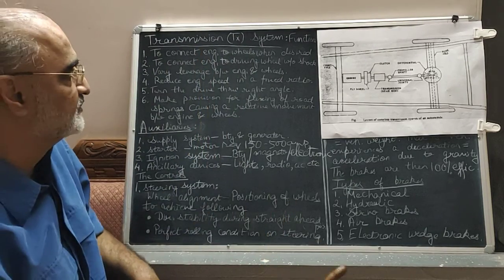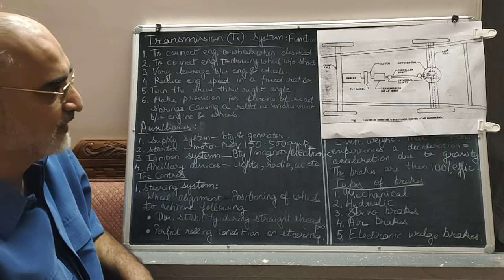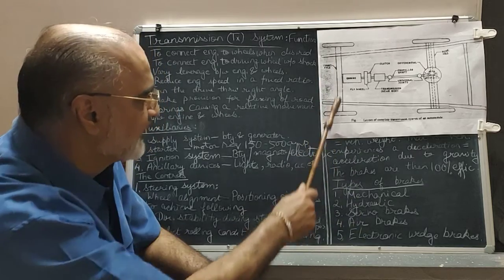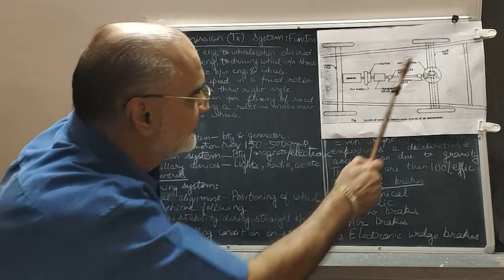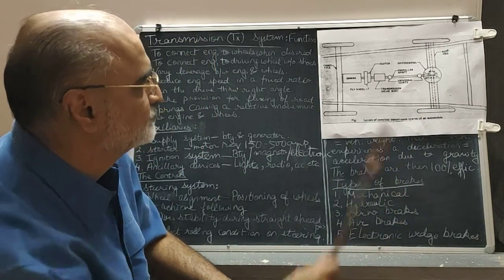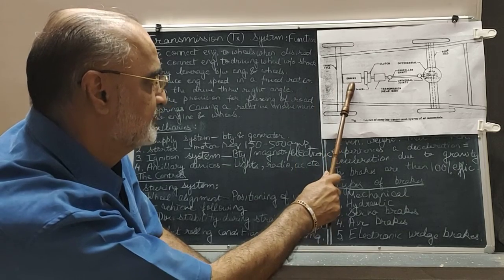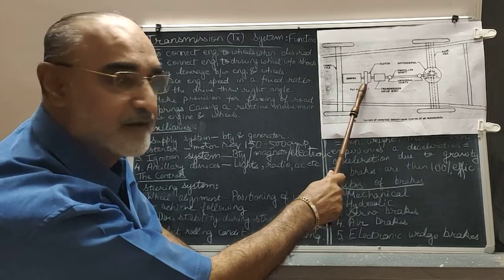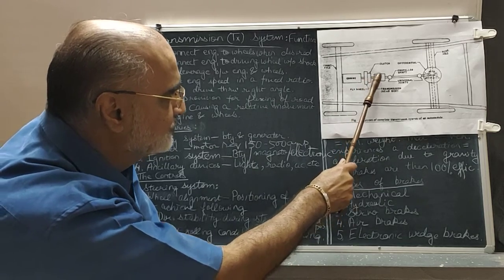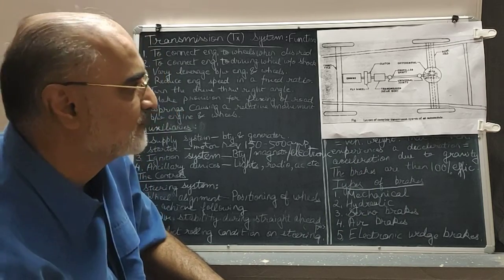Now we come to the transmission system. Let us first have a look at this diagram of the transmission system. This is the front of the vehicle, the front axle, front wheels, rear axle. Engine, this is the engine. The engine flywheel is connected through the clutch, and the drive goes to the transmission, or what we otherwise popularly know as the gearbox.